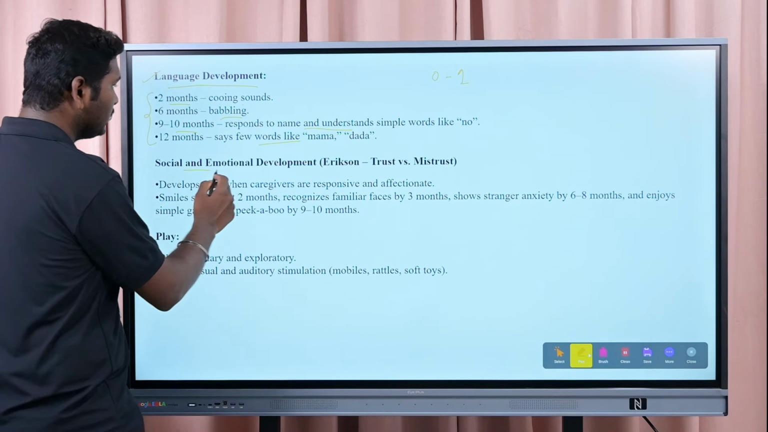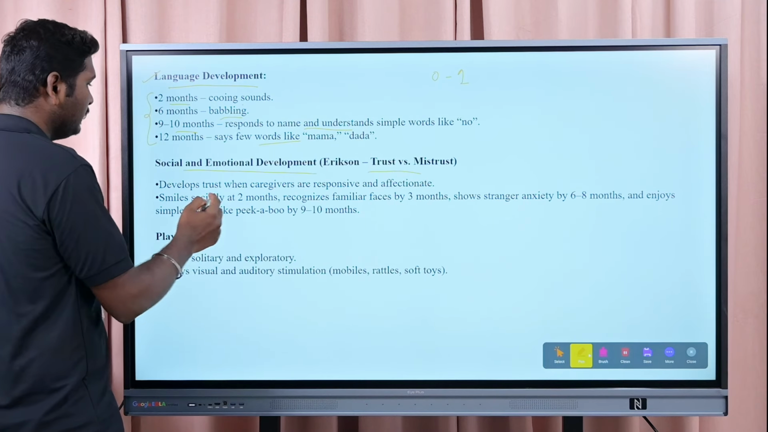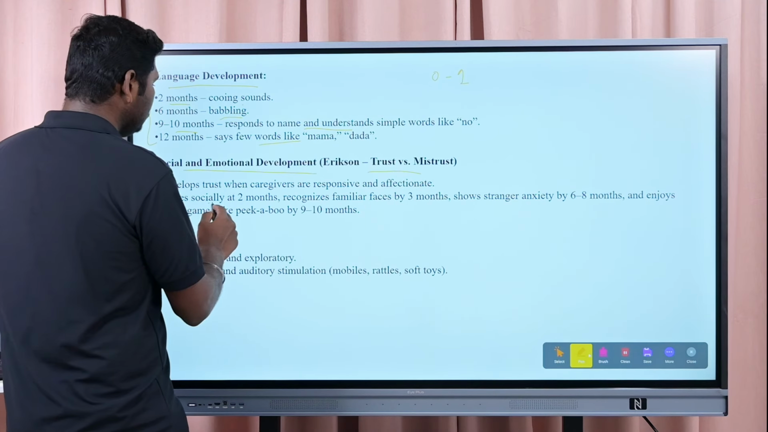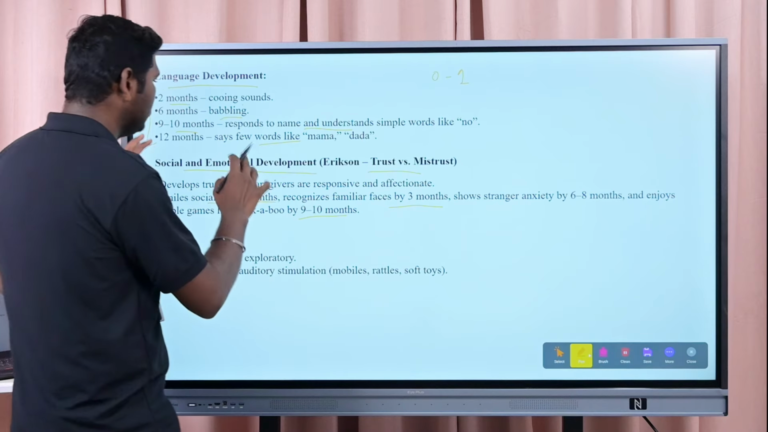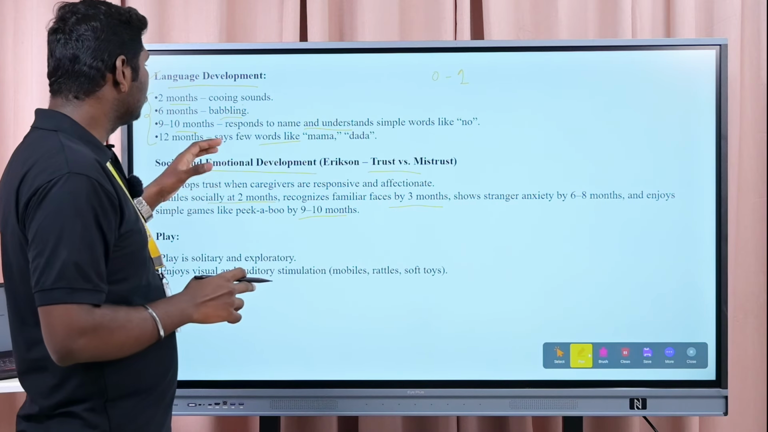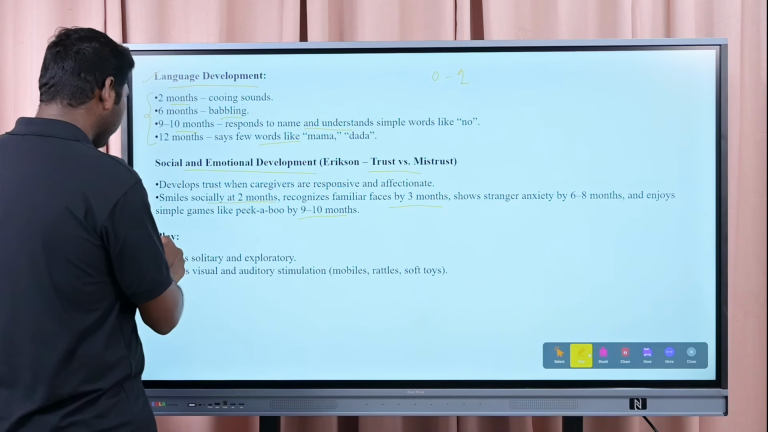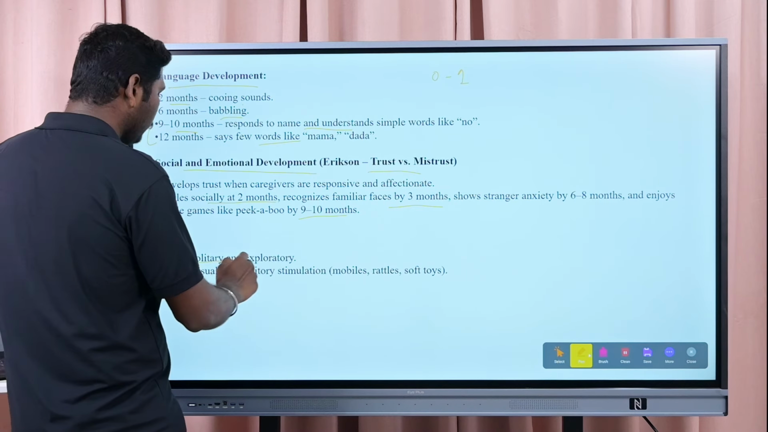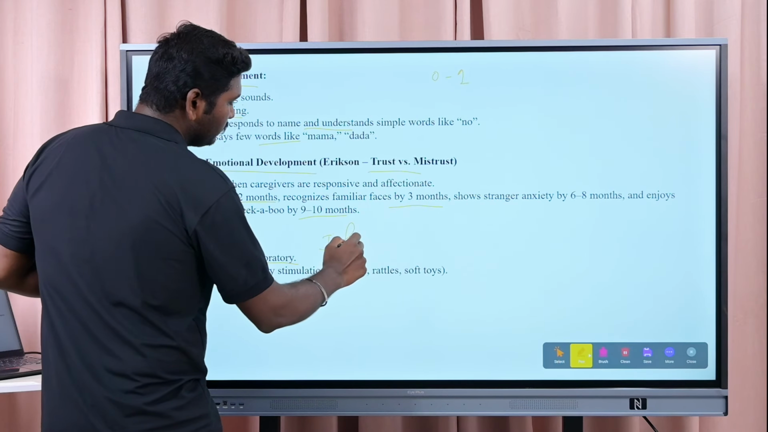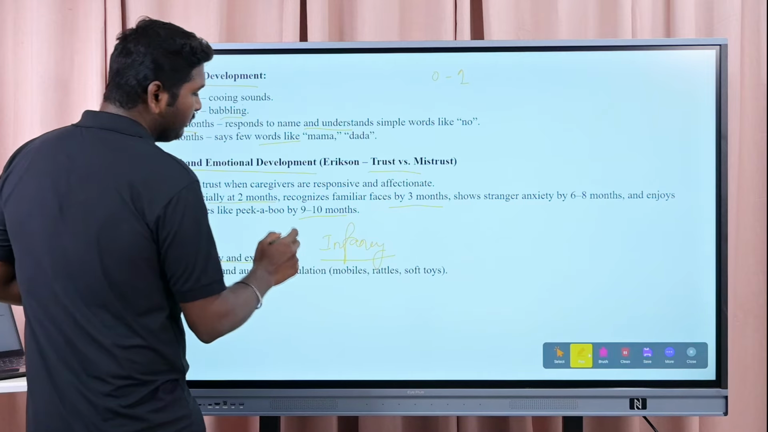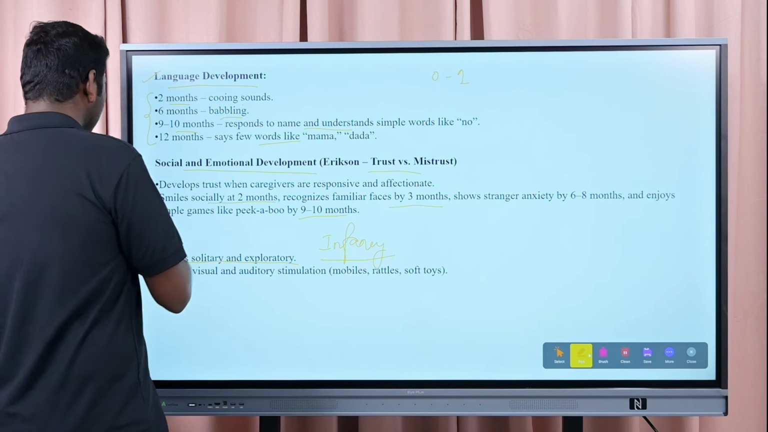Next is the social and emotional development, which was brought by Erikson, trust versus mistrust, and again it is seen in the infancy period, socially at 2 months, 3 months and 9 to 10 months. At all these places social and emotional development plays a major role in the infancy period. And next is play. Solitary and exploratory play is seen in infancy. So like this you have to catch a few points that you can highlight in your answers, where that is clear and you will get direct marks.